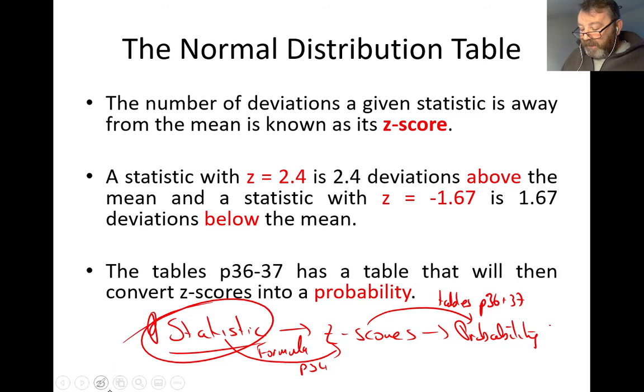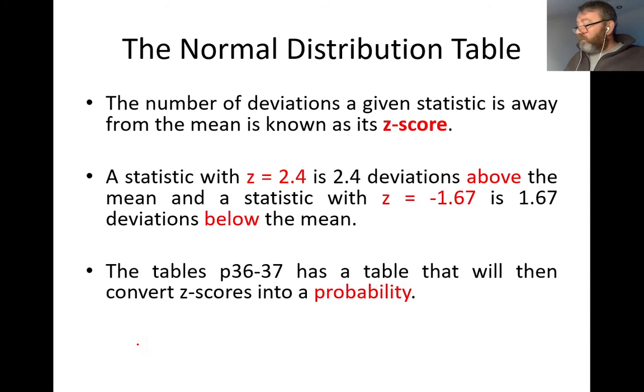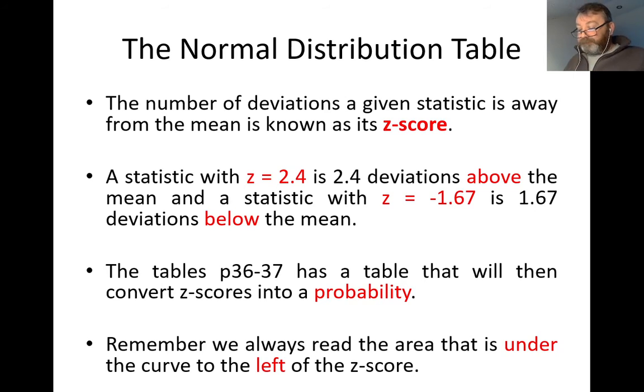Okay, and more about them when we have them, because I think I have them recreated up on these slides in a moment. So remember that we always read the area that is under the curve to the left of the Z-score. Now this is important. When you get a Z-score, the probability behind that Z-score is the area of the curve that is to the left of that Z-score. All right, I'll demonstrate that here now.